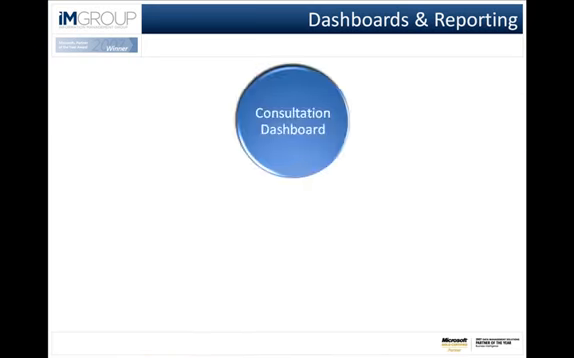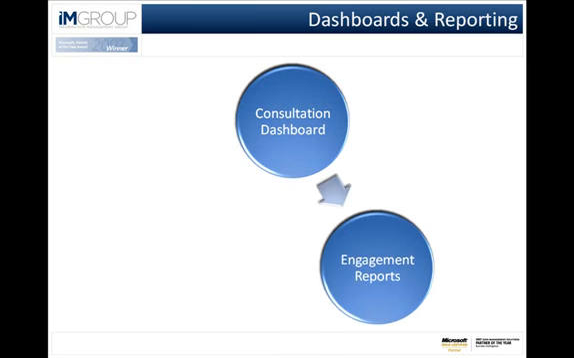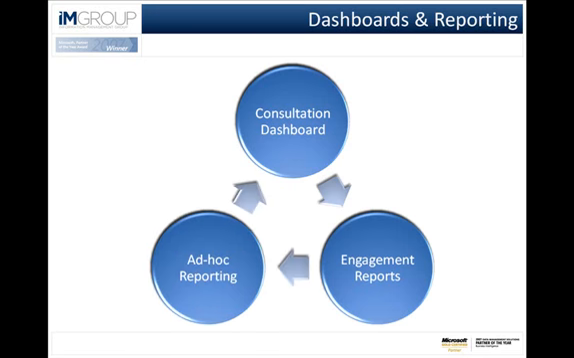The first element that we're going to look at is a dashboard covering the entire consultation with KPIs and measures that will give us an idea about how the consultation has performed. The second element is a set of standard reports that give us an idea about how the engagement has performed in detail. And the final element that we're going to have a look at is how we can produce ad hoc reports using Excel.